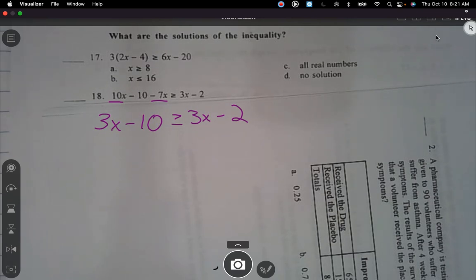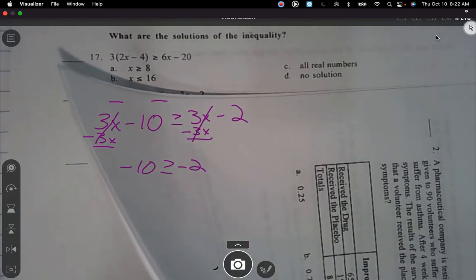Okay? Now, you'll notice again the same thing happens. 3x ends up being canceled out. And it says negative 10 is greater than or equal to negative 2. Is negative 10, that's way down here, bigger than negative 2? It's not. So this one is no solution. D. Okay, D, no solution. Let me take off. Anybody writing? Yes. Okay.